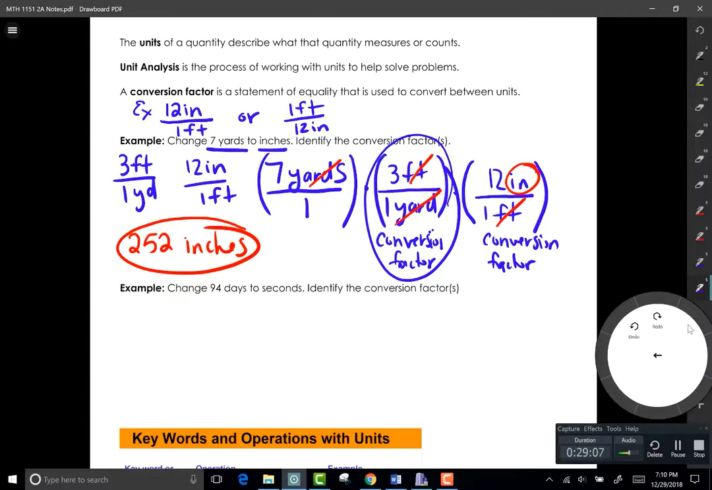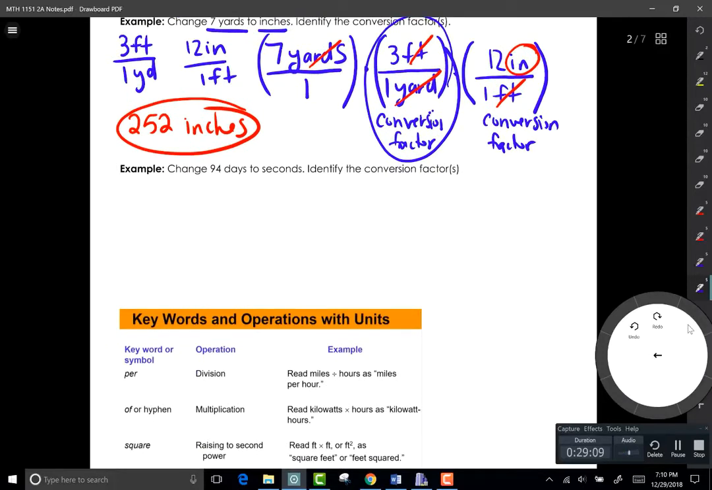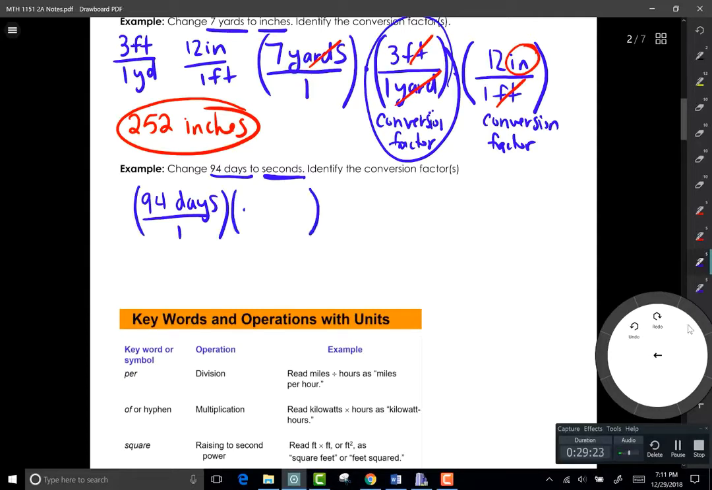Okay, so in the next example, we're going to change 94 days, and I want to end up with seconds. So I'm going to start with 94 days, and I'm going to put that over 1 so my fractions line up and I can pay attention to what I'm doing here. Okay, so I want to go to seconds. So in my mind, I don't know offhand how many seconds are in a day directly, but I can do a chain of conversions. I know that 1 day is 24 hours.